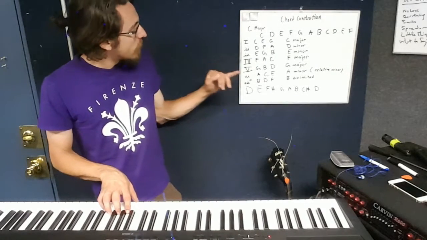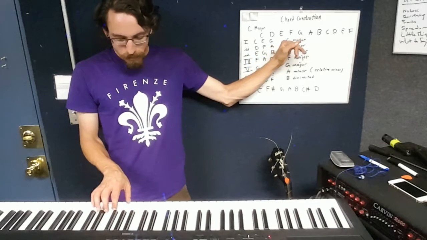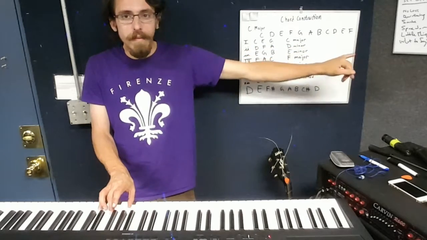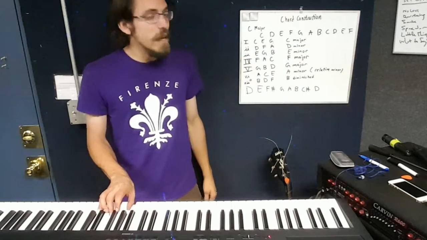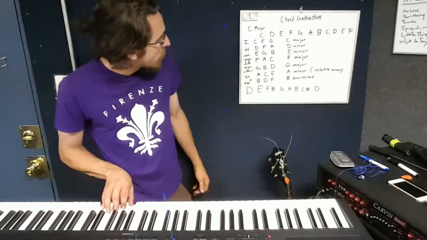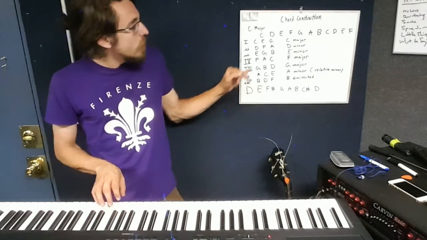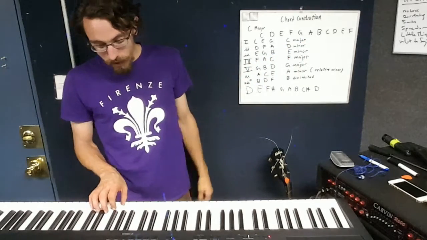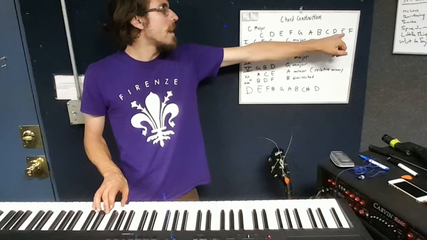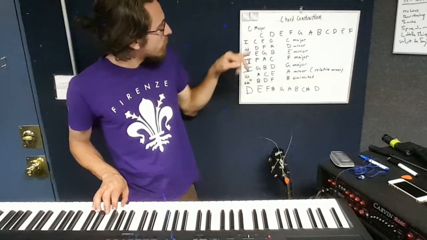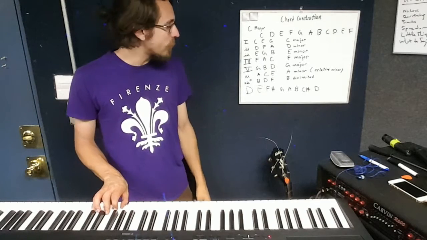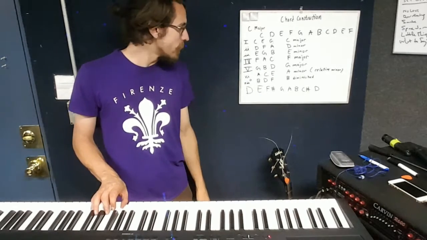Our 5, we'll start with the 5th note, G. We'll skip A, add B, skip C, add D. This will give us a G, B, D, which is a G major chord. Now our 6, we'll start on A, the 6th note of C. Skip B, add C, skip D, add E. That will give us A minor, which is going to be the relative minor chord of C major. The 6 will always be the relative minor.